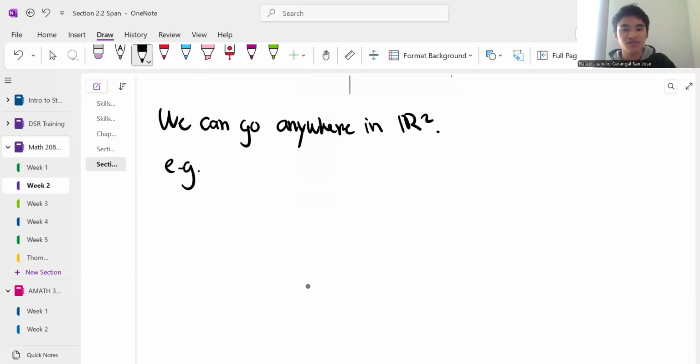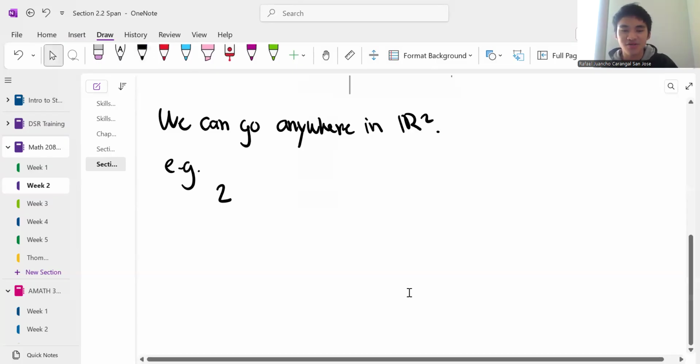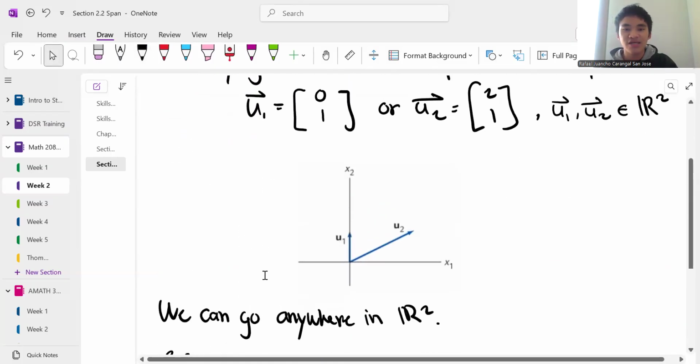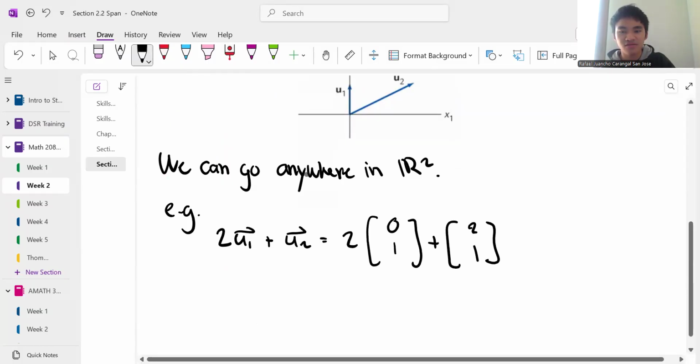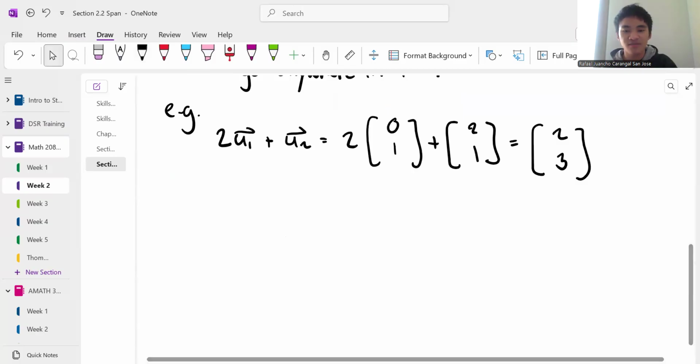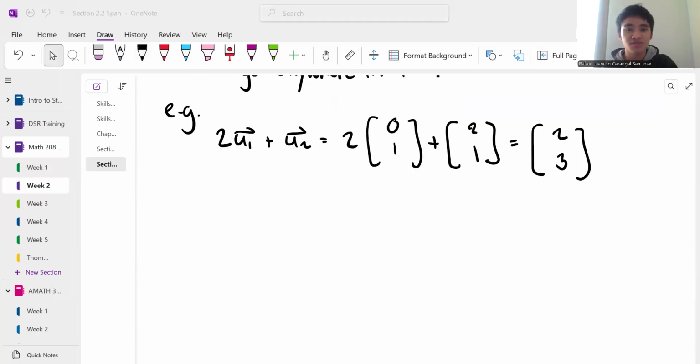Let's not beat around the bush and look at it this way. We can write a linear combination of these two vectors, 2 u sub 1 plus u sub 2. If we do the math correctly, with scalar multiplication and vector addition, we should get 2, 3. And what that looks like geometrically is this.